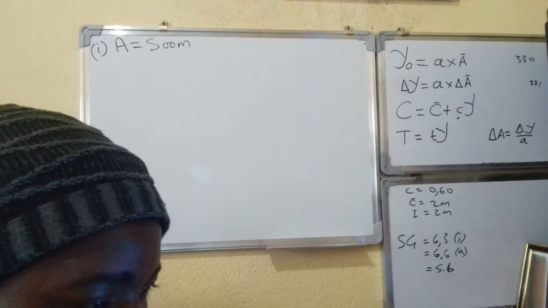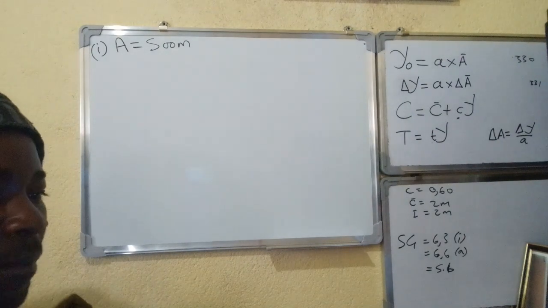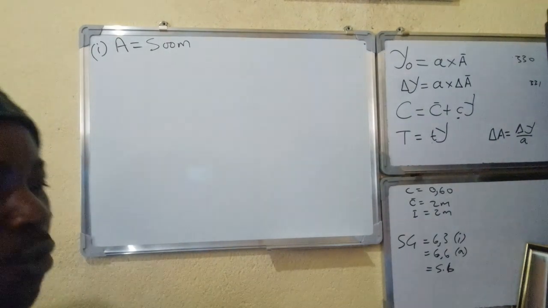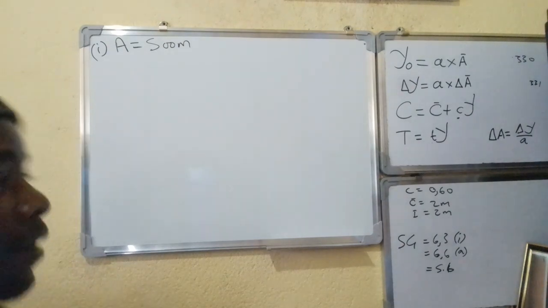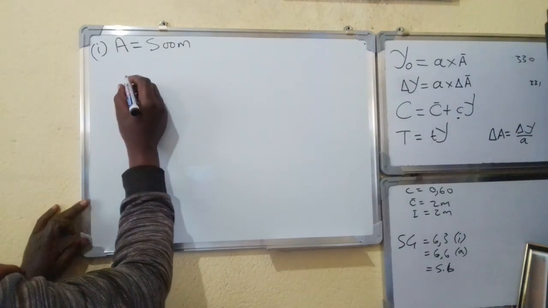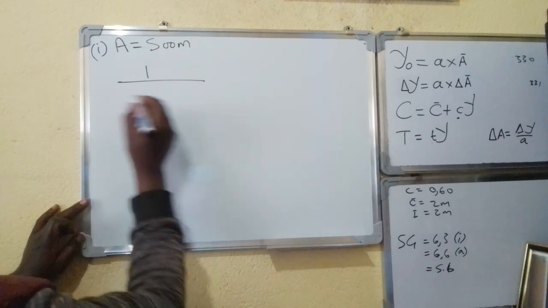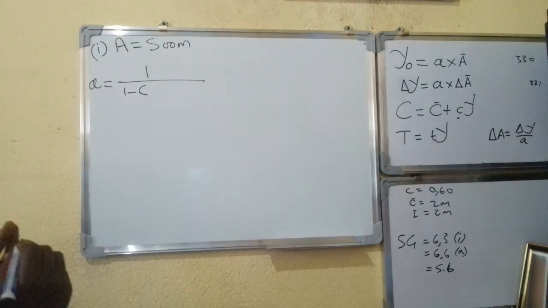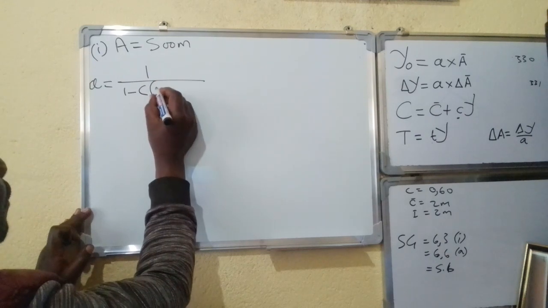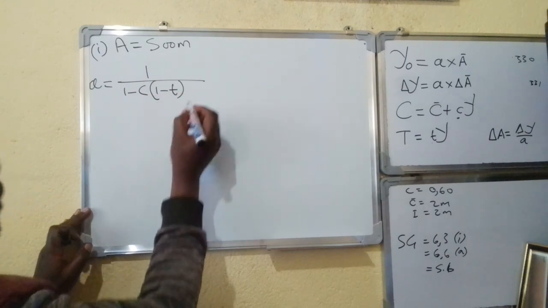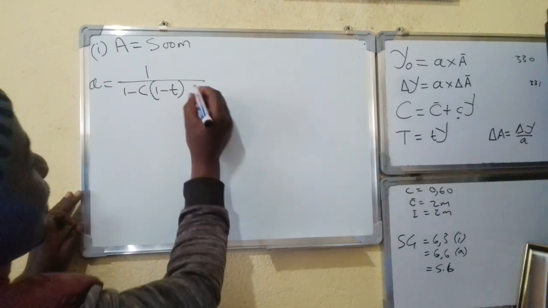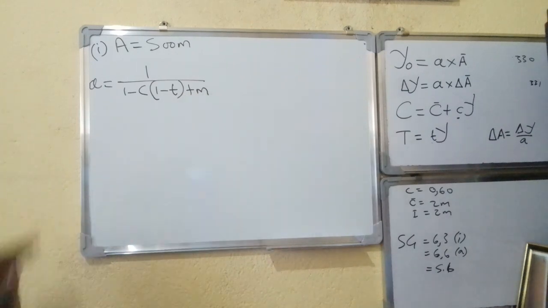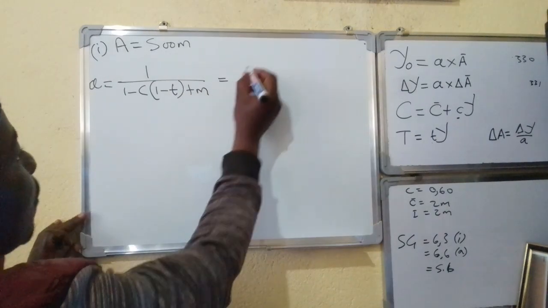And then calculate the multiplier. I'm interested in the multiplier. Now we have a foreign sector. So our multiplier will be 1 over 1 minus C as usual, but with government, which is 1 minus T. Now with the foreign sector, which is plus M. Okay? Let's calculate.